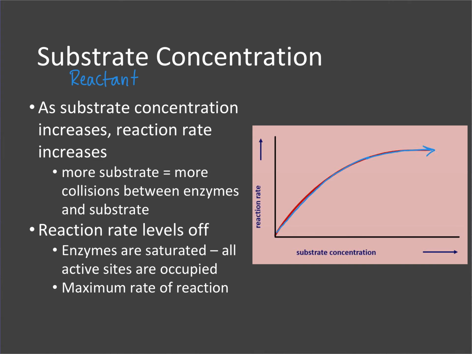As we add more substrates initially, there are more collisions between enzymes and the substrate, and the reaction rate increases. But eventually, all the enzymes are saturated, meaning that all of them are busy breaking down substrates. So adding additional substrate will not speed up the reaction rate because all the enzymes are busy.